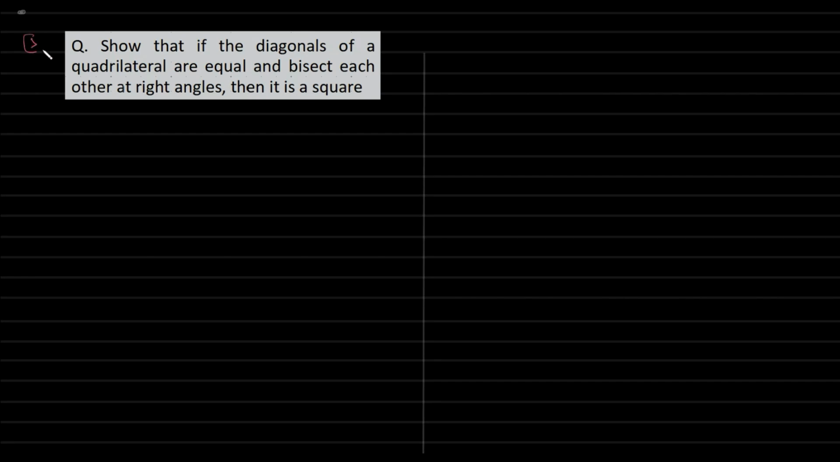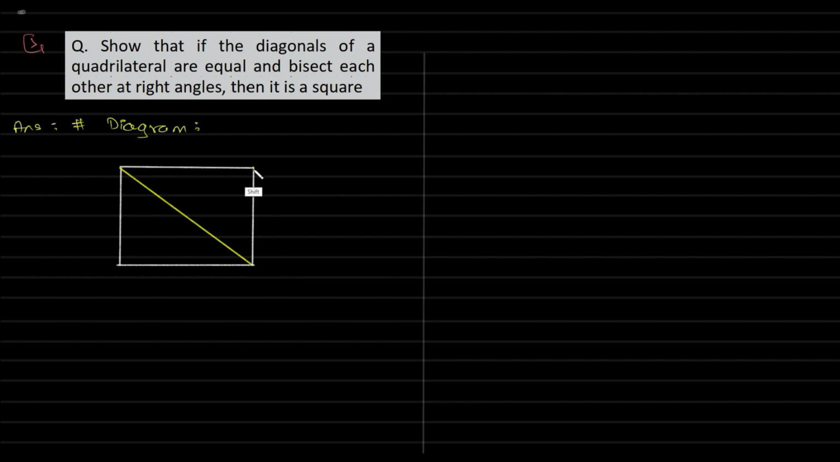Show that if the diagonals of a quadrilateral are equal and bisect each other at right angle, then it's a square. So again, I'll be drawing the diagram. Since we have to prove things are square, let's draw a square. Here it's very clear that the diagonals are equal and they are bisecting at an angle of 90 degree.